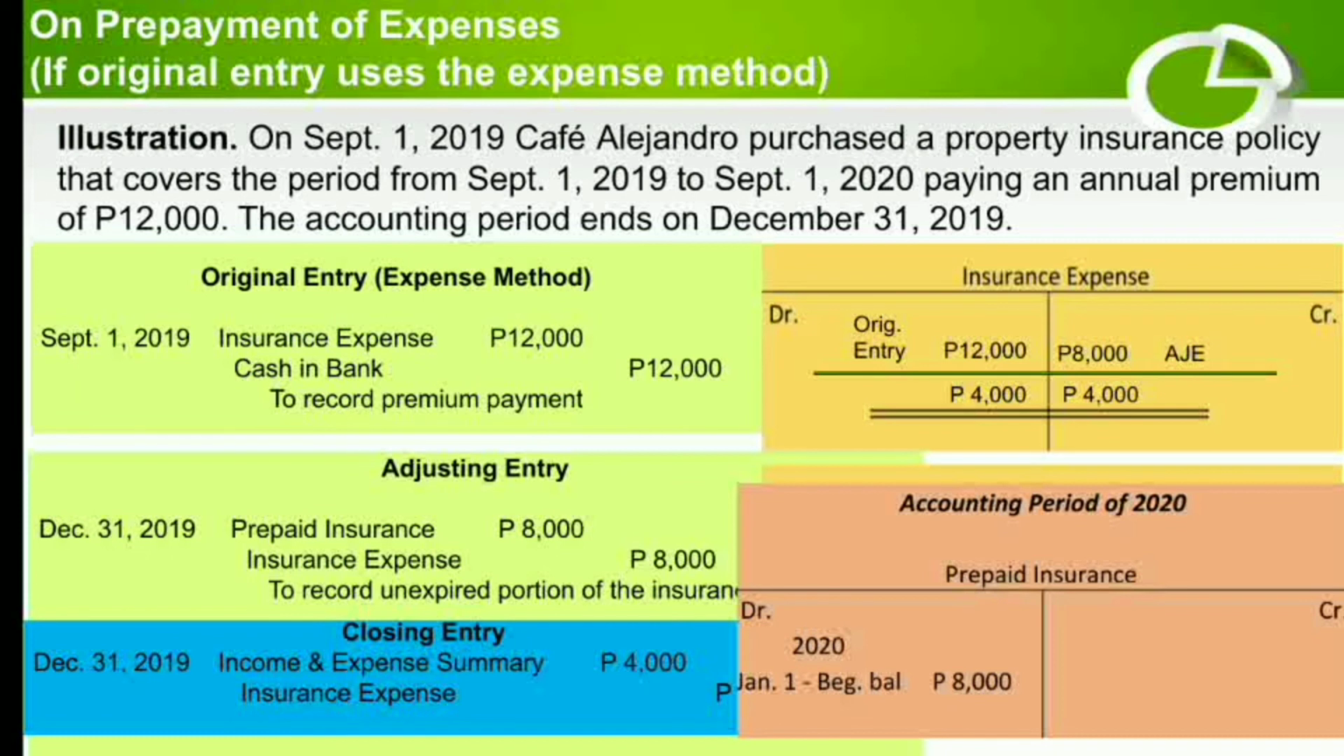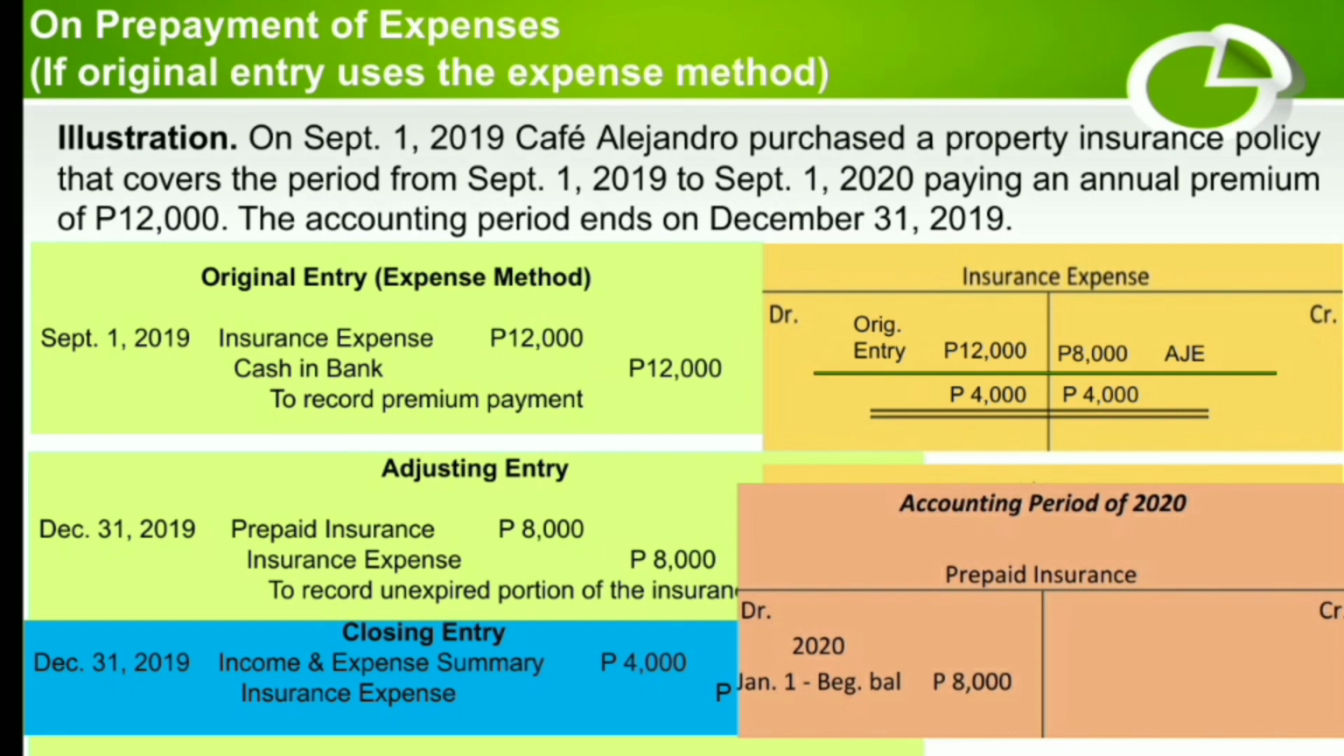Without the reversing entry, there will be a problem because we are no longer consistent with the method that we are using. Because in our original entry on September 1, 2019, we are using the expense method in which we debited the insurance expense. So now, at the beginning of the new accounting period, we have this debit balance amounting to 8,000 pesos in the prepaid insurance account. And because of that, it would look like we're using the asset method instead of the expense method. And that is inconsistent with the initial method that we're using.